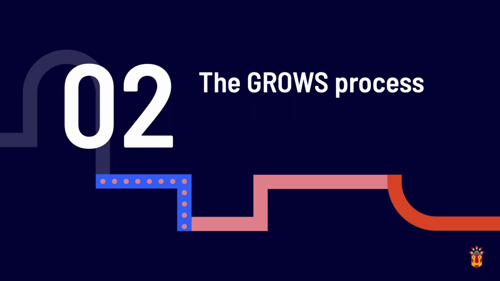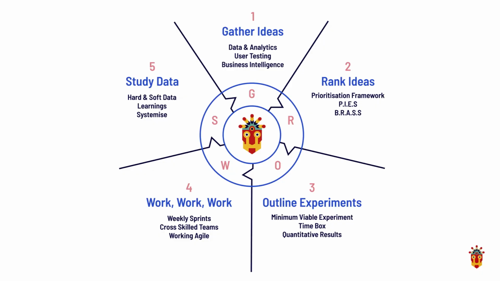All right, now we saw why we need to experiment and what kind of mindset we need to adopt. Enter the growth process, and this is what we need to be able to experiment correctly. It's a 5-step process that will help us set the stage for the right experiments. Step number 1 is gathering ideas. And how do we gather ideas?